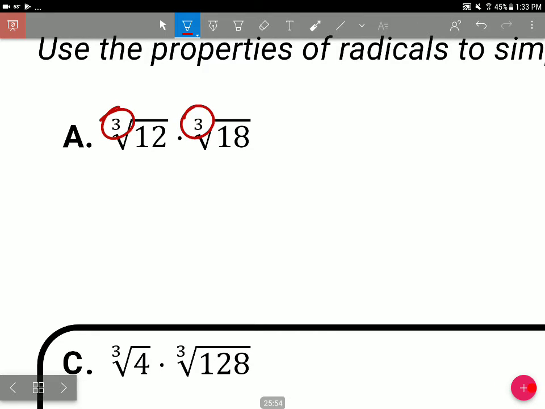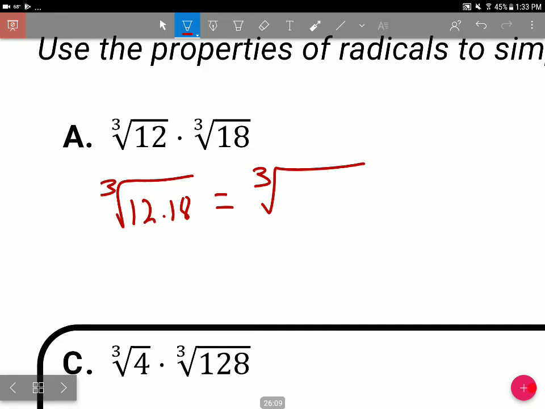So these are both, those are both third roots, right? Which means I can write it like this. I can go the third root of 12 times 18. Which everybody knows the third root of 12 times 18 is what, 216?